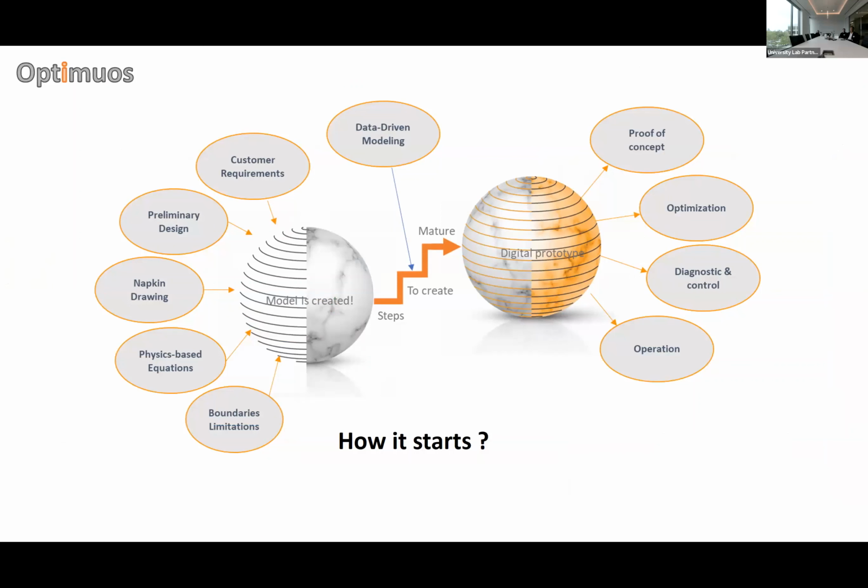So how does it start? It starts easily. You can have a customer requirement, you can have an idea, you can have a preliminary design, you can have a napkin drawing, you can have just a physics-based equation, or you can have a boundary limitation, and with any information you have, we can start building the structure of the model. And that model, as I mentioned to you, is going to grow to become a digital prototype and twin that can be used for proof of concept operation, testing, diagnostic, and also optimization.